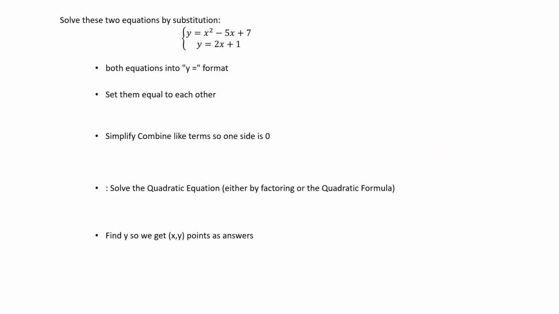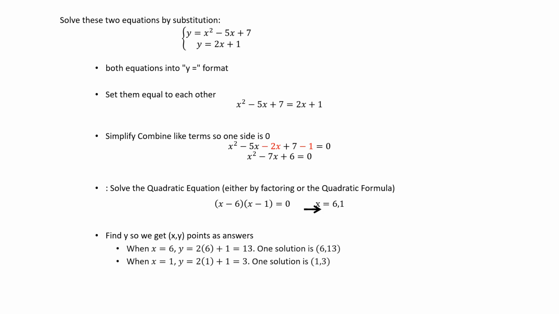To solve these two equations by substitution, we want to put y in the second degree equation. So our equation is like this, then we combine the like terms together, and then we have our quadratic equation. After simplifying this equation, our step is just to factorize: x minus 6, x minus 1. So our x will be 6 and 1. Then substitute in the simplified equation of y. So our ordered pairs will be (6, 13) and (1, 13).